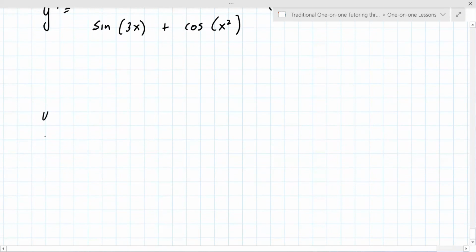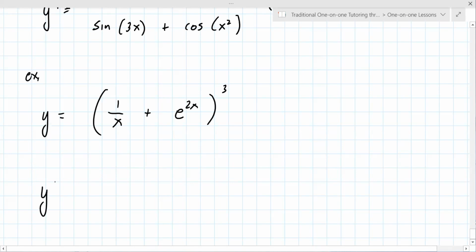Let's try another one. So y equals 1 over x plus e to the 2x, all to the power of 3. Okay. y prime equals 3 times 1 over x plus e to the 2x to the power of 2, times now the derivative of the inside function.